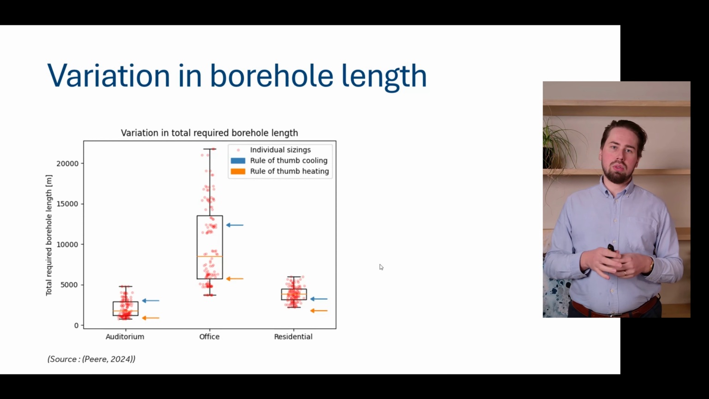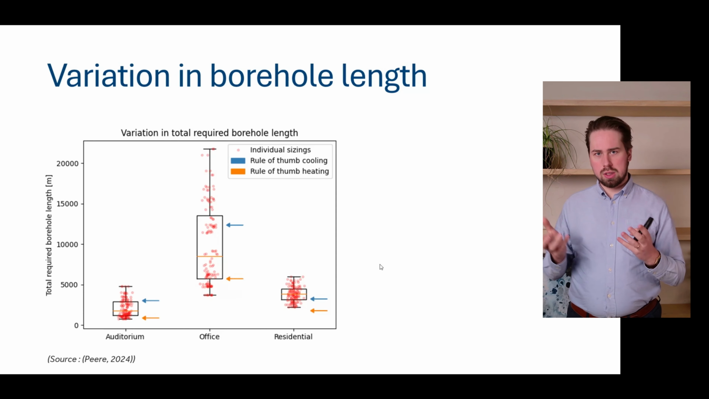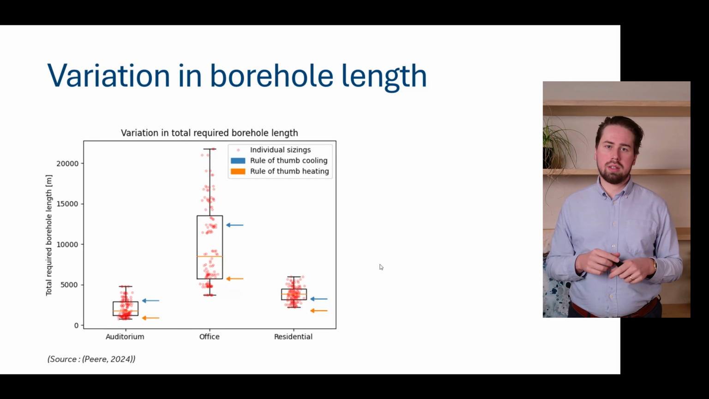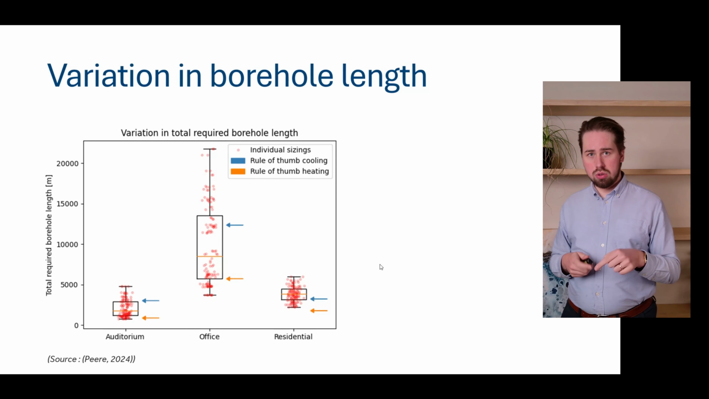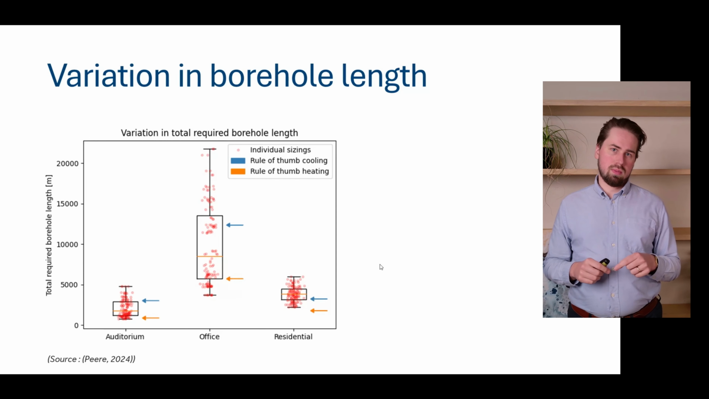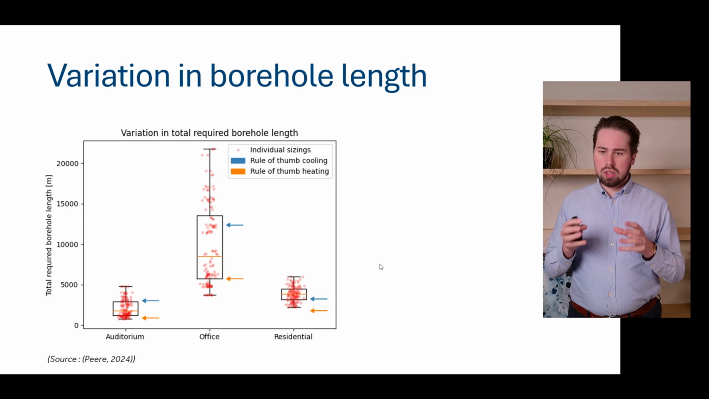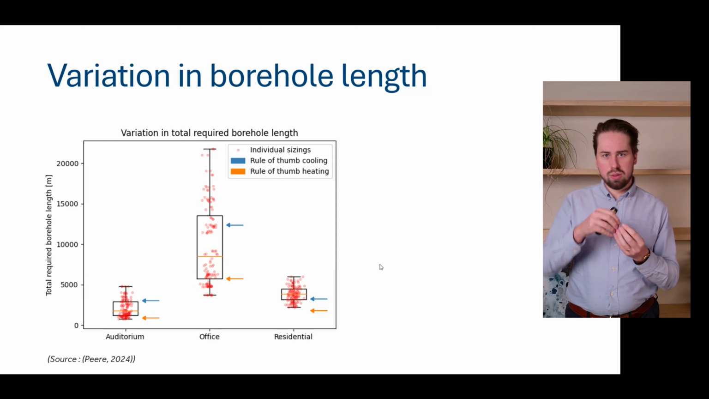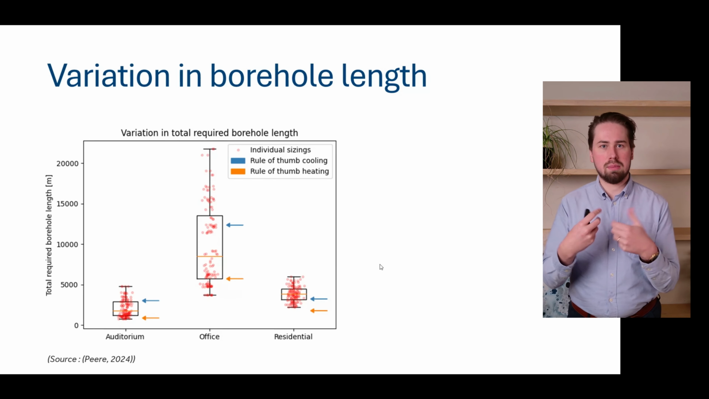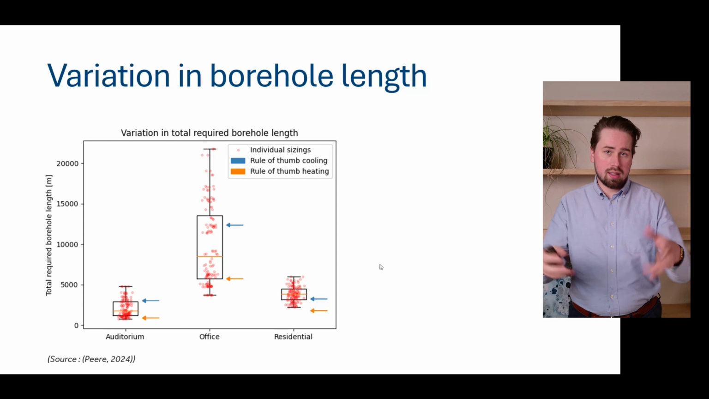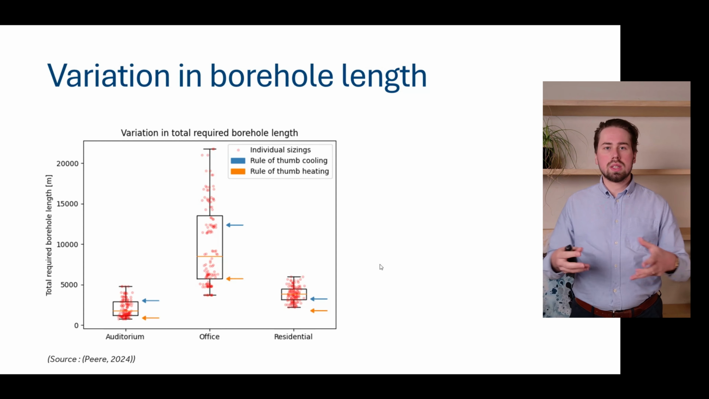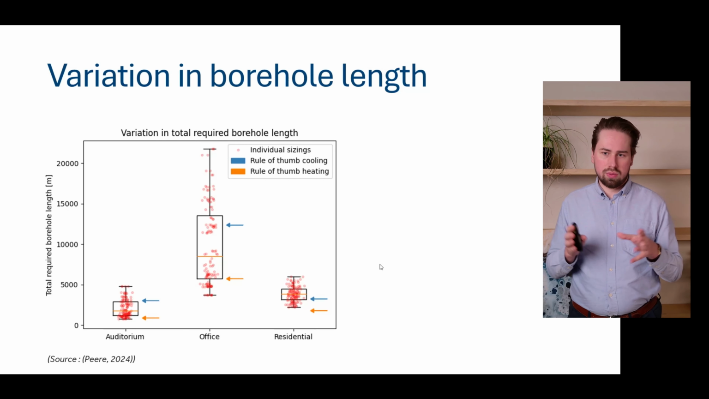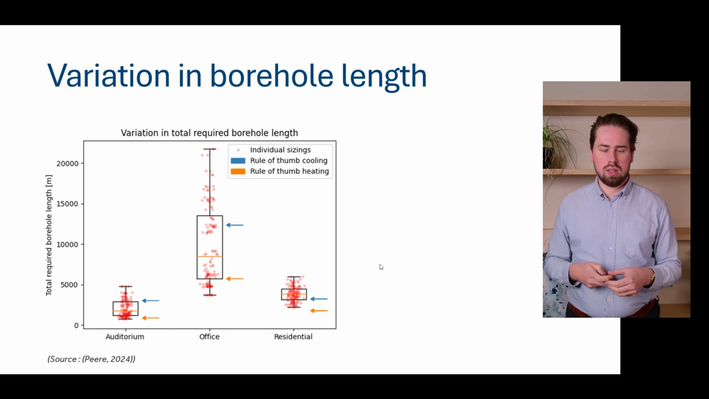Whereas if you, for example, look at your rule of thumb, your 30 watts per meter, if you apply it to the peak power, you get the orange arrow. And if you apply it to the peak power in cooling, you get the blue arrow. So what you can see there is, if you work with this rule of thumb, you get just one number, and you don't see the variety or the flexibility you as a designer have when you're working with borefield design in general. So it gives you a totally unnuanced view of what is actually possible with this solution.